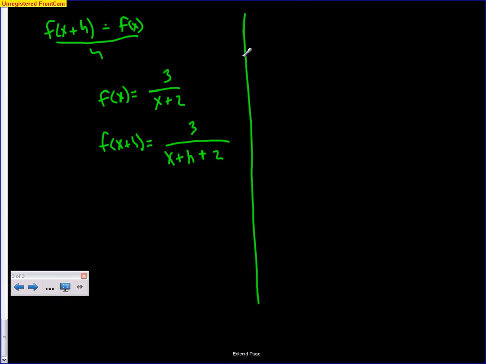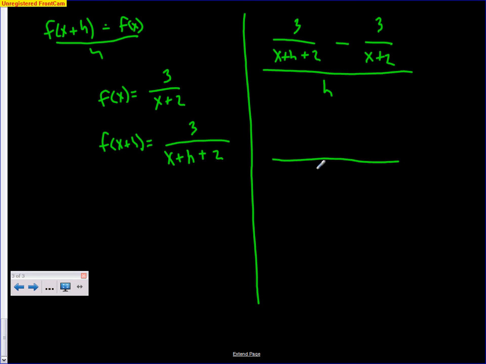Start off with f of x plus h. That's 3 divided by x plus h plus 2 minus the original function. The original function was 3 over x plus 2. That wasn't too bad. So we got f of x plus h minus f of x, all divided by h. Now, I need this h down here to cancel. And I'm going to start with the top because it says subtract. So I'm going to get that top to subtract.